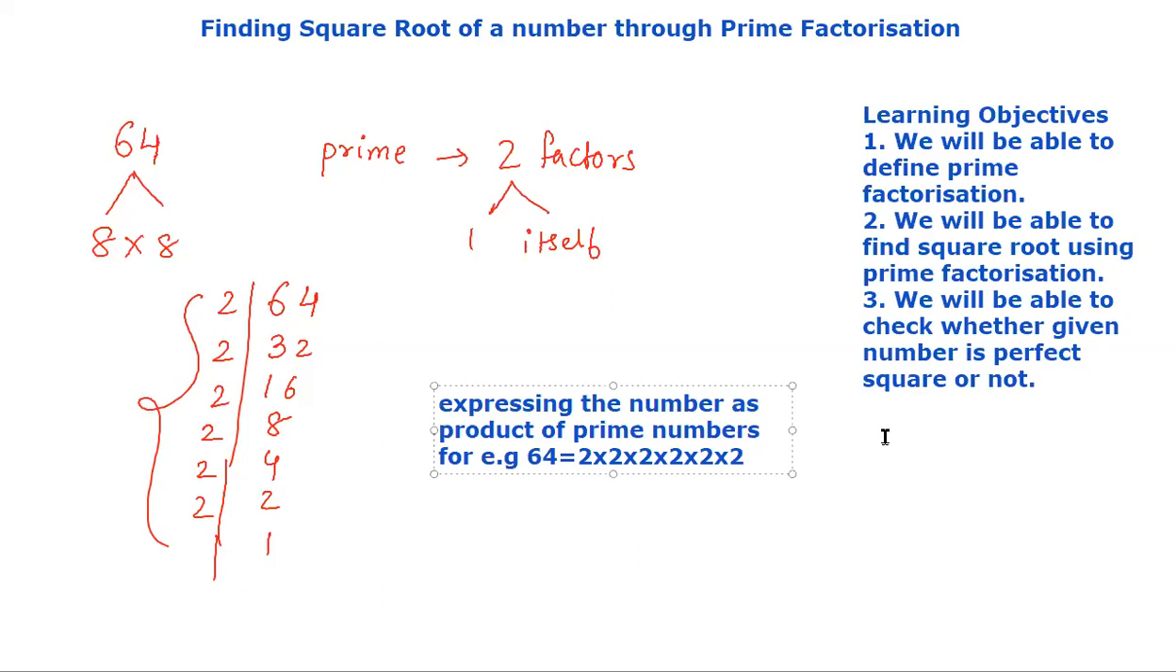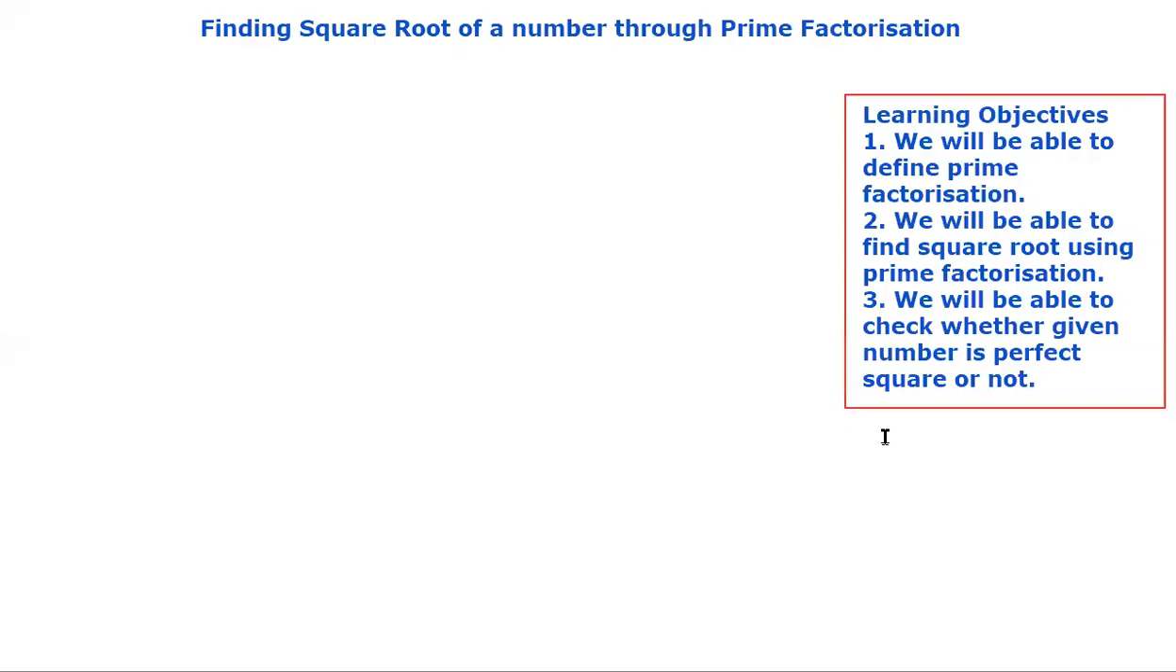So we have seen an example also. Now let us move towards the finding of square root using prime factorization. So hope that we have achieved the first learning objective, right? We are now able to define what is prime factorization, right? We know how to do prime factorization of a number. Now let us consider a number 484. I want to find out that this number is a square of which number, or in other words, I want to find out the square root of this number.